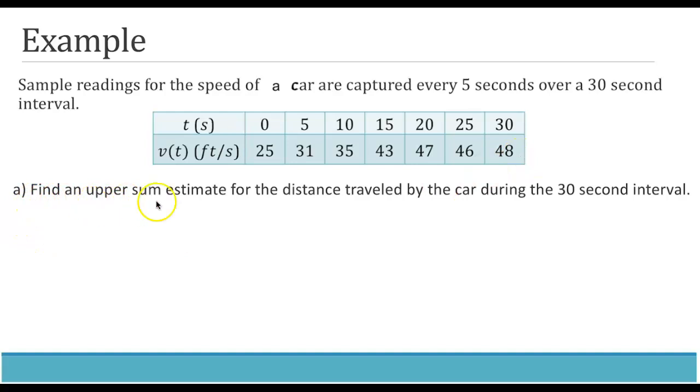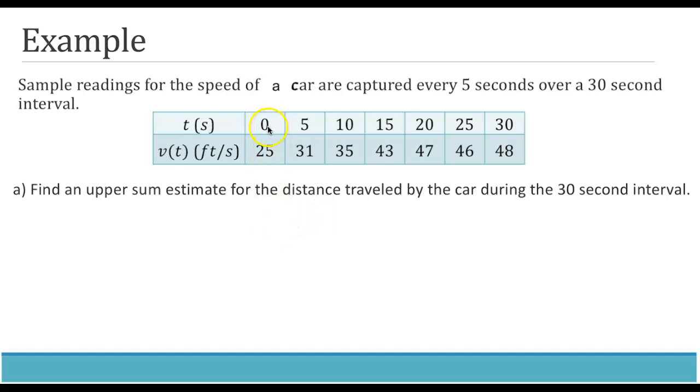Part A, find an upper sum estimate for the distance traveled by the car during the 30-second interval. So here, we are trying to estimate the distance traveled, and what that's really asking us to do is approximate the area under the velocity function over the interval from 0 to 30. And the way we approximate area is using rectangles.